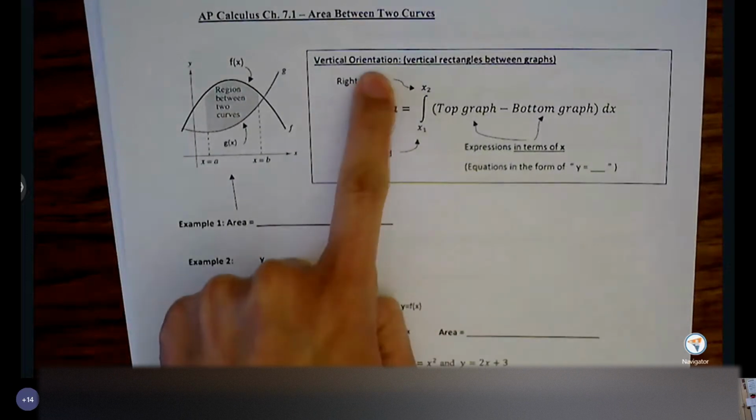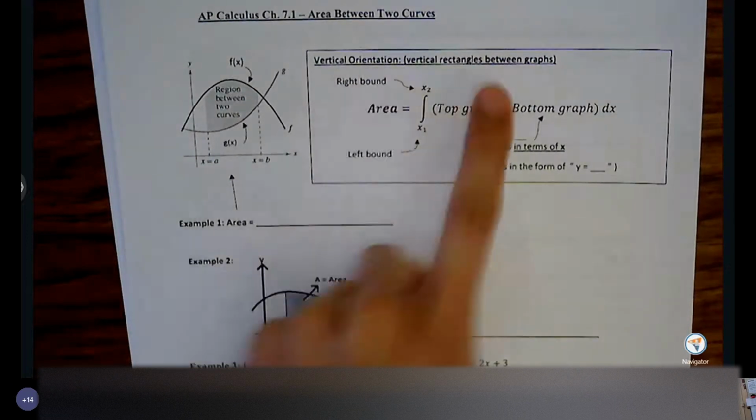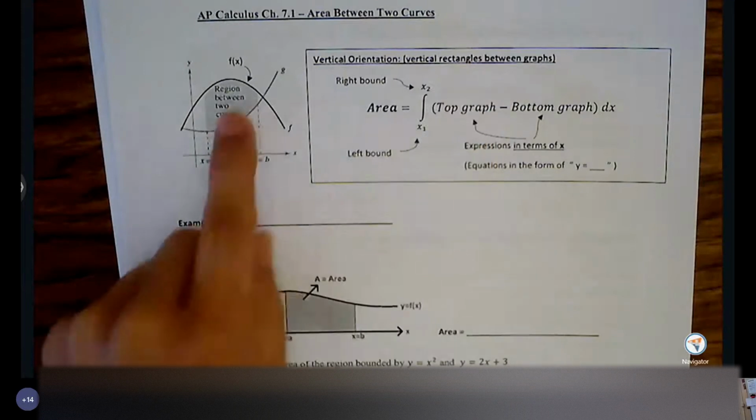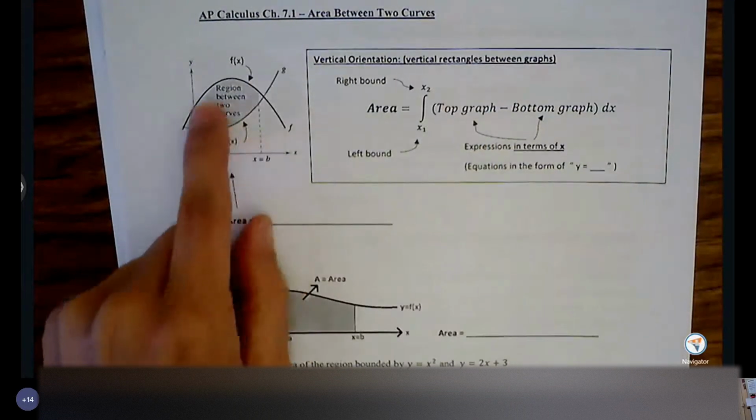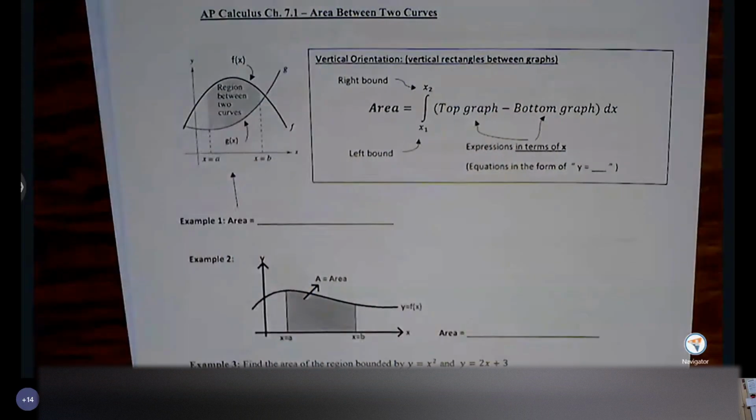So we have two separate orientations, same equation, just different orientation. The first orientation is what I call the vertical orientation. This is where we can imagine the region between two graphs being above each other. And if they're above each other, we can think of it as stacking vertical rectangles from one end of the shaded region to the other end of the shaded region.